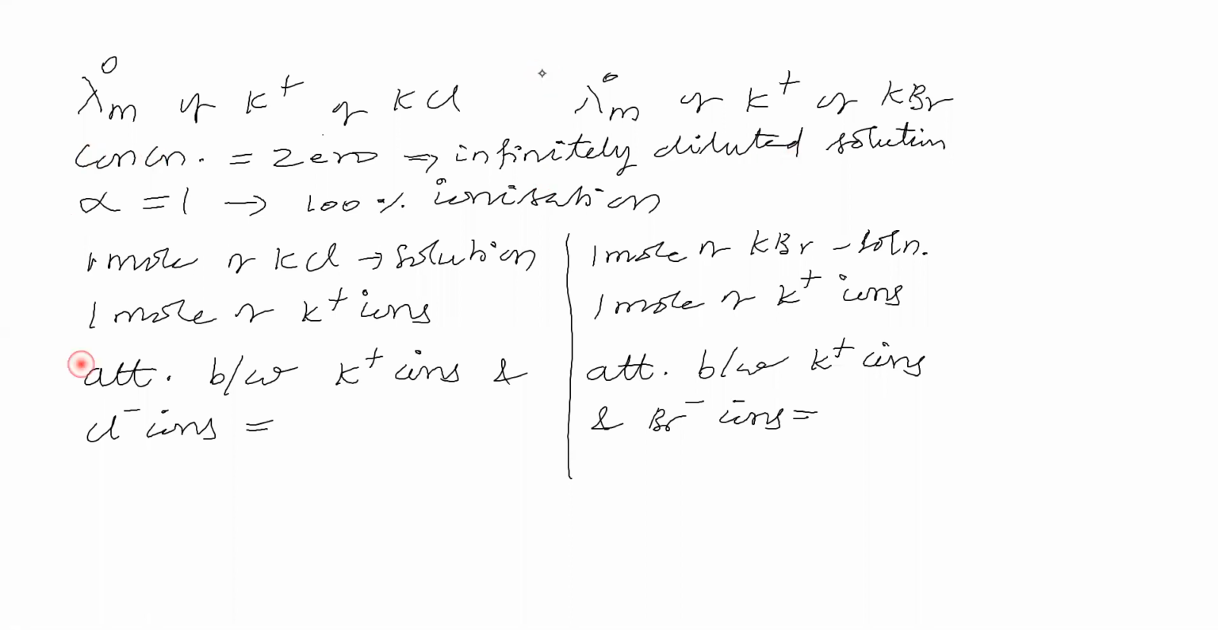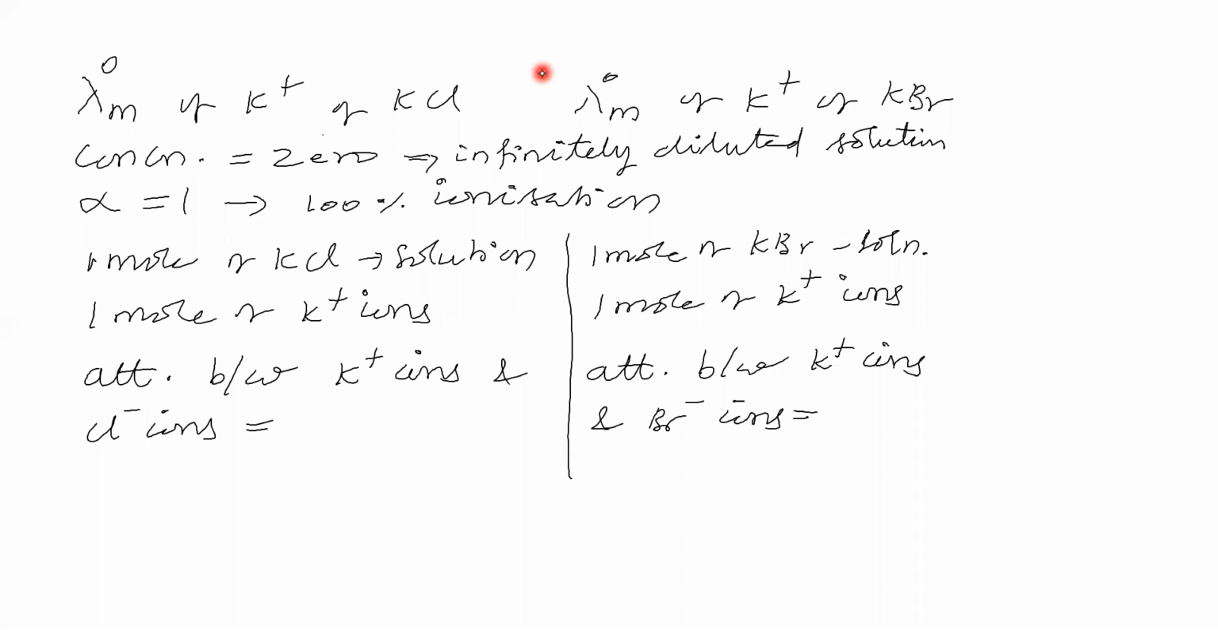Now under this condition, you see K plus ions and Cl minus ions. How will the distance between K plus ions and Cl minus ions be? You think about it. When the concentration is 0, what is the distance between K plus ions and Cl minus ions? Between them, will a huge number of water molecules be there, or a small number of water molecules? You think about it.